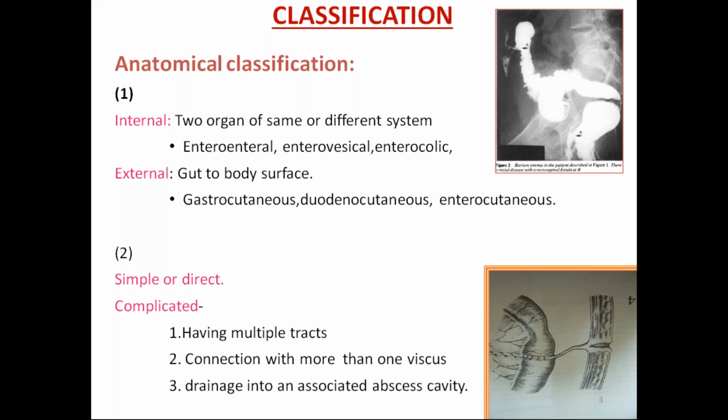So what is complicated? We will have multiple tracts from the same site to the external opening. So there will be a single internal opening and multiple external openings. It may also have connection with more than one viscus, and drainage into an associated abscess cavity.